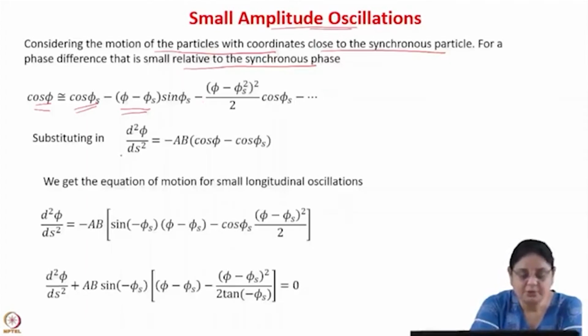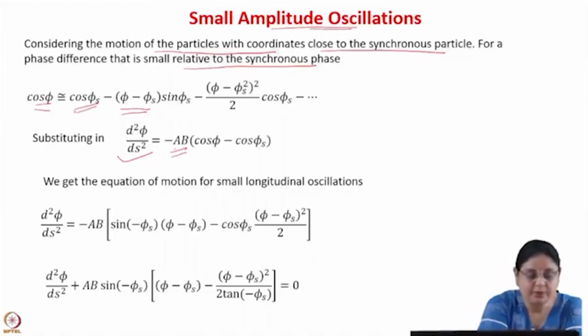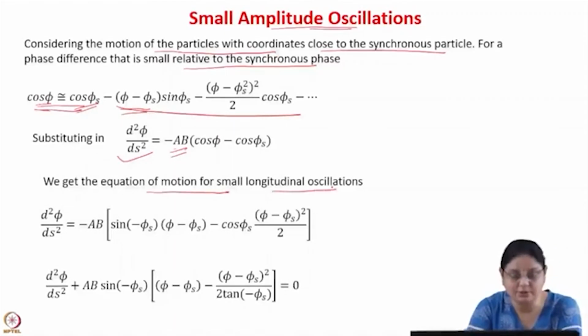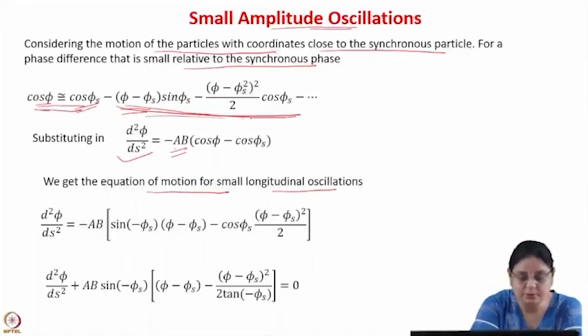Now we can substitute this in this equation, d2 phi by ds square is equal to minus ab (cos phi minus cos phi s). So we can calculate the value of cos phi minus cos phi s from here, and we substitute it here. So we get the equation of motion for small longitudinal oscillations. We get d2 phi by ds square is equal to minus ab, and we have now substituted this whole value here.